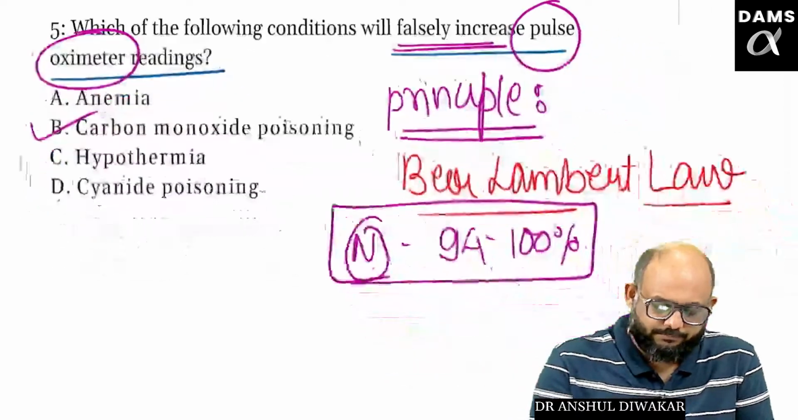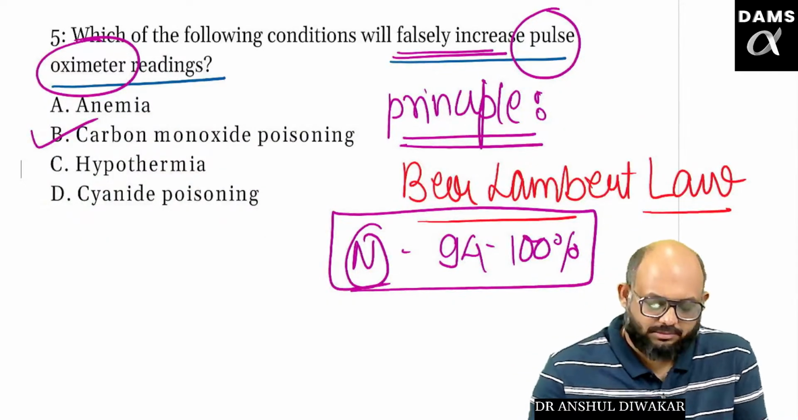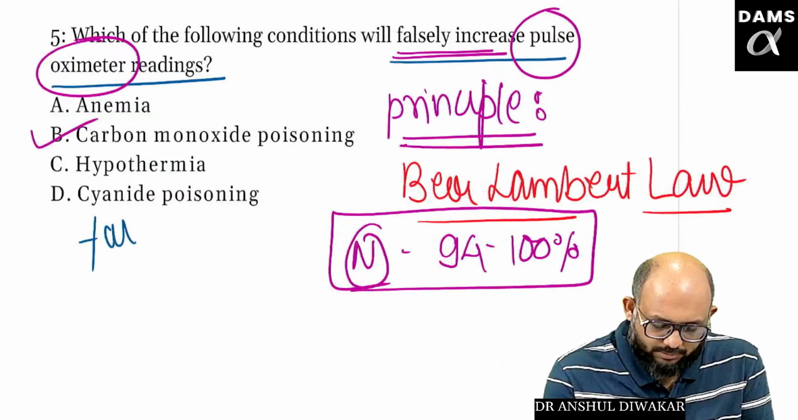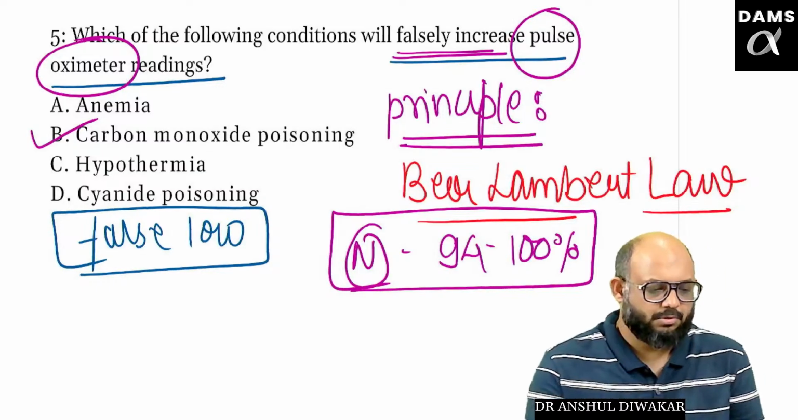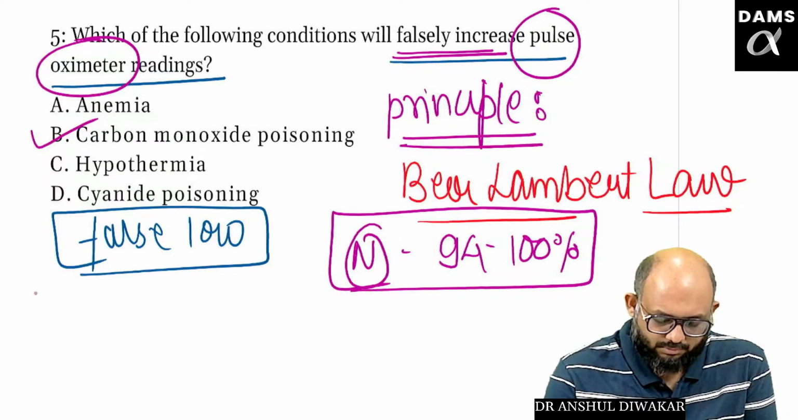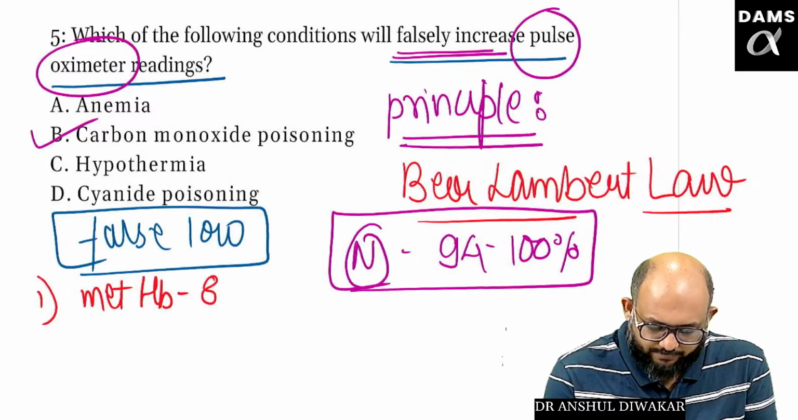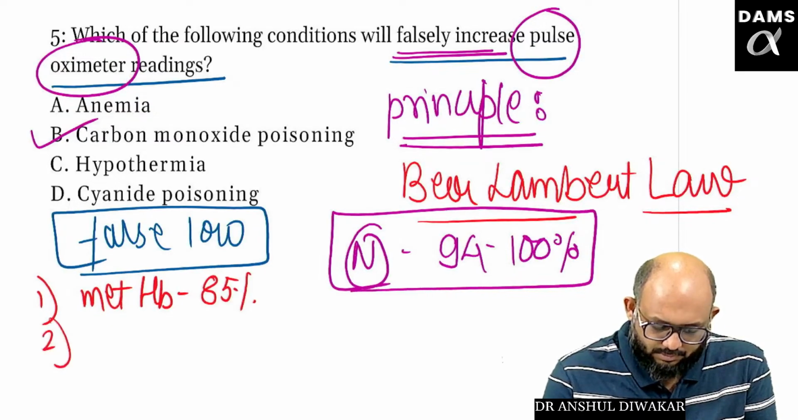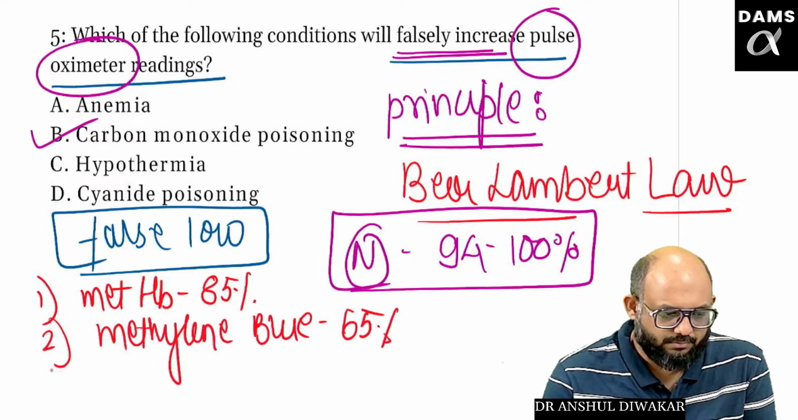All right. Now, can you tell me all the factors that will cause false low? This is what is important. Methemoglobin, which shows an 85% saturation. Methylene blue, which shows 65% saturation.